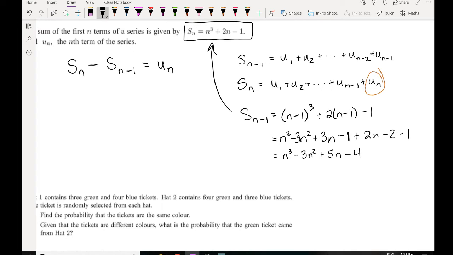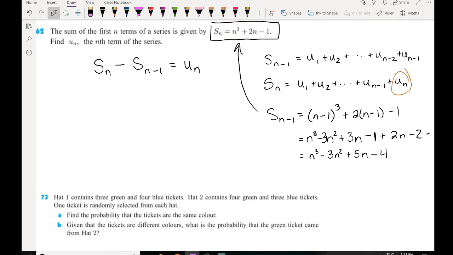Okay, so now to take that back over to here. And I don't like that I wrote the Un on the right side. Let me write that on the left. So I'm going to do n cubed plus 2n minus 1, and then I'm going to subtract that other one that I just got. n cubed minus 3n squared plus 5n minus 4.